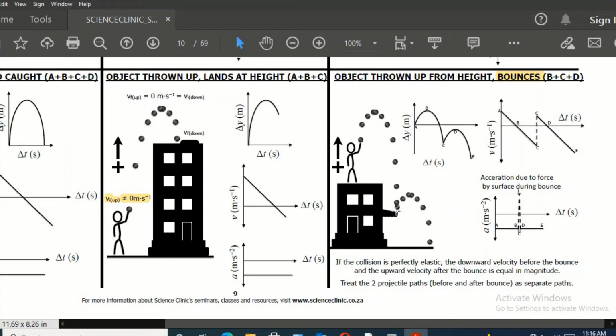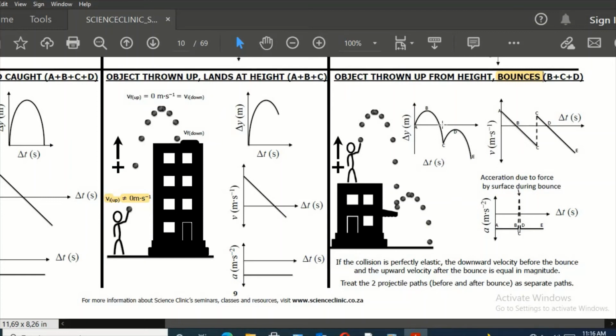Instead of just landing on that surface, it bounces back, and then it reaches a second maximum height, and then finally hits the floor. So how do we draw a graph like that one? The position-time graph would actually look like this. It would look like two parabolas.